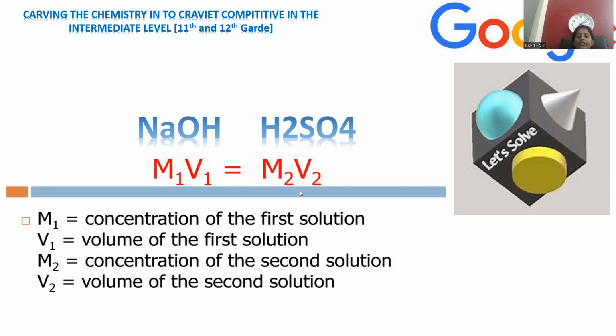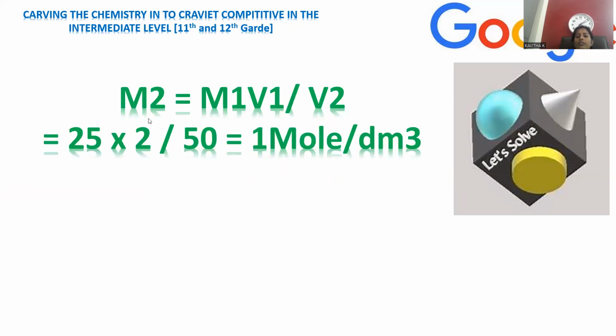M2 means concentration of sulfuric acid solution, and V2 means volume of sulfuric acid solution. Here, everything is known to you. All the numerals are provided except the concentration of sulfuric acid. So let's go with the concentration depiction. Concentration of sulfuric acid is equal to M1V1 by V2.